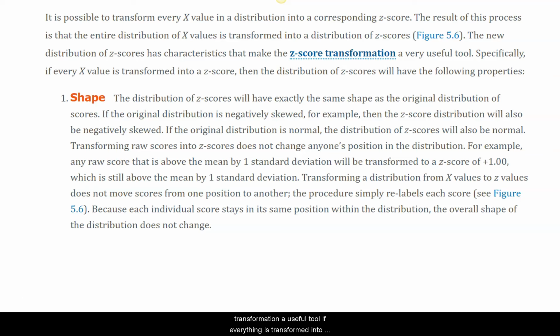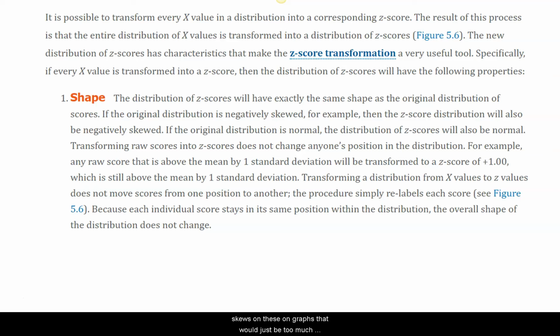If everything is transformed into a z-score, then the distribution of z-scores will have the following properties. The shape will be the exact same shape as the original distribution. Now let me say this, we're only concentrating on normal distributions, but we could be looking at skews. Quite reasonably, we don't look at skews on these graphs. That would just be too much to get into, but we could.